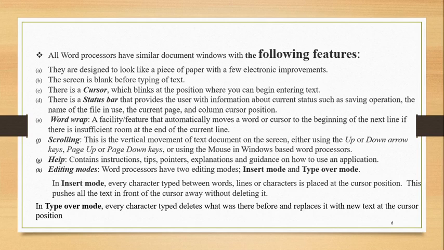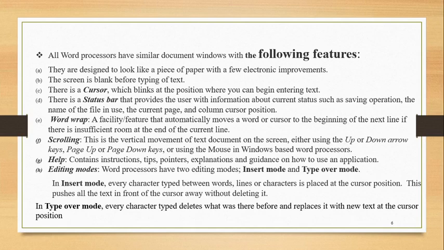When you talk about insert mode, every character typed between words, lines, or characters is placed at the cursor position. That means if I want to add a word in between a sentence, I just click where I want, then I type. That is insert mode. On the other hand, we usually have type over mode. This one deletes what was there before and replaces it with the new text at the cursor position. This means that as you type, the words on your right are erased or replaced automatically. That is the type over mode.